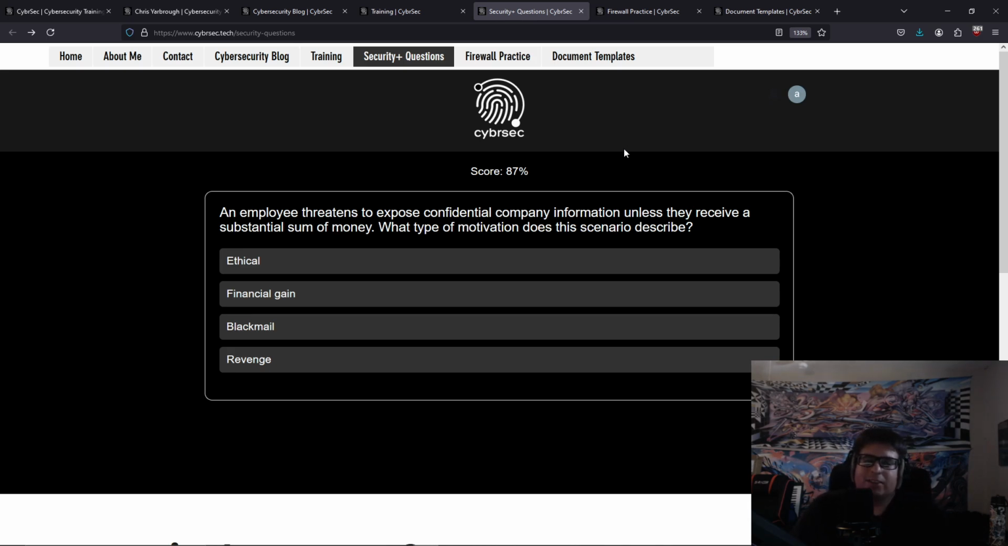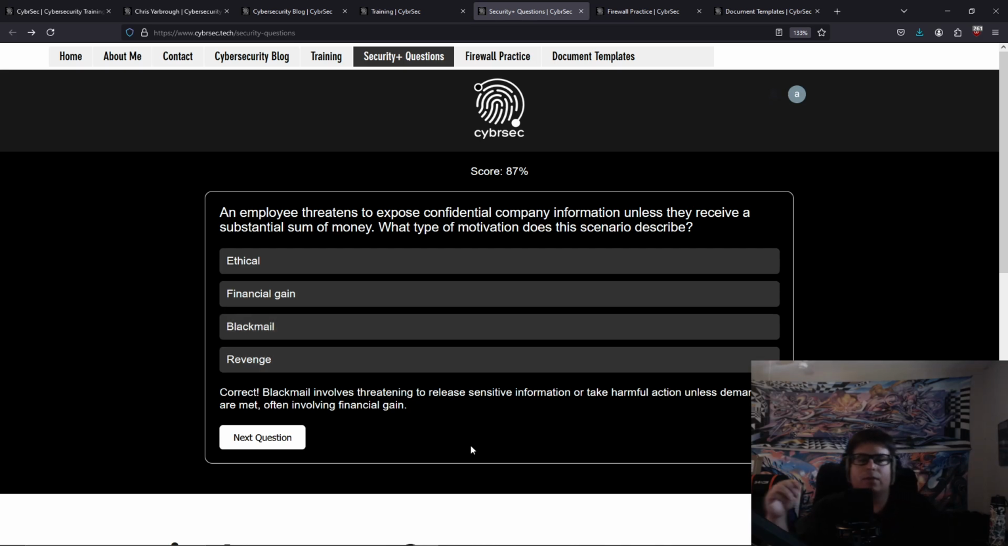An employee threatens to expose confidential company information unless they receive a substantial sum of money. What type of motivation does this scenario describe? Blackmail. Blackmail involves threatening to release sensitive information or take harmful action unless demands are met, often involving financial gain.